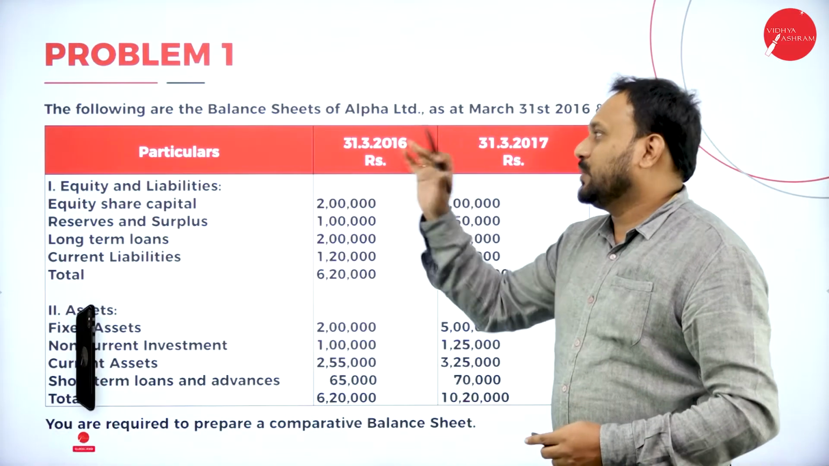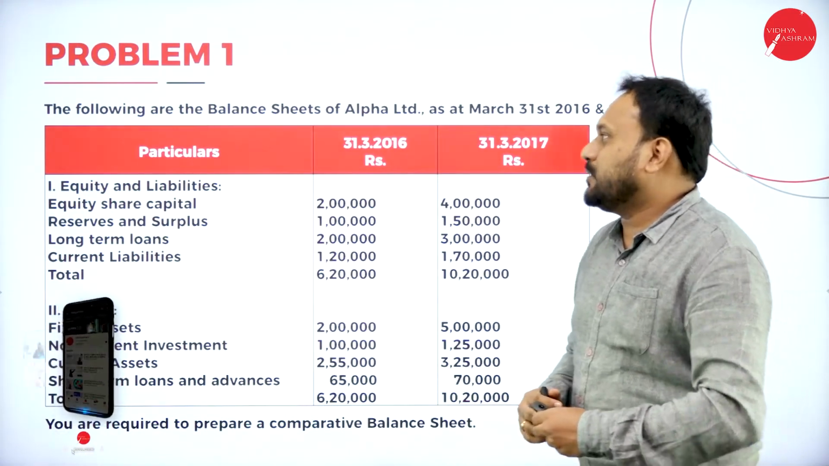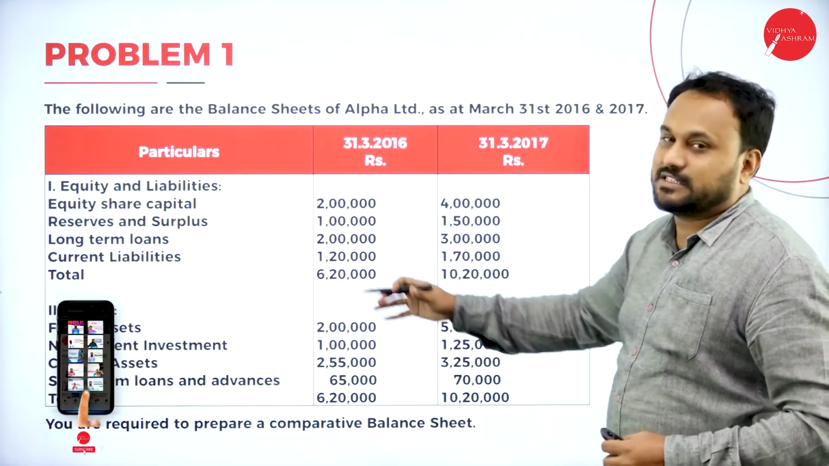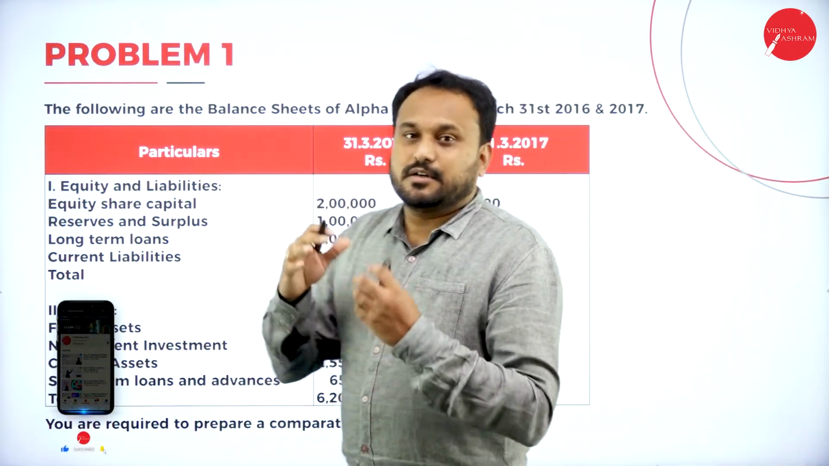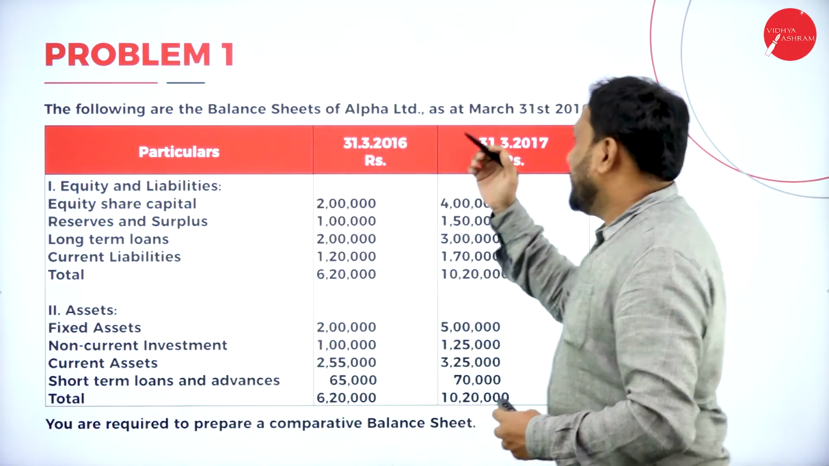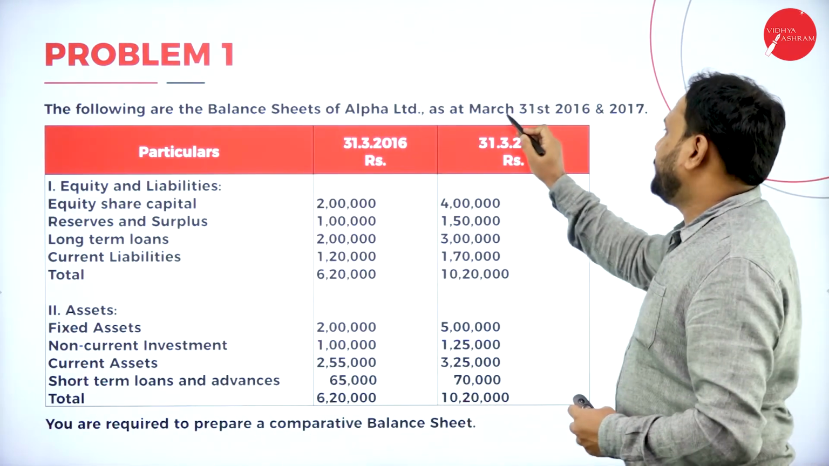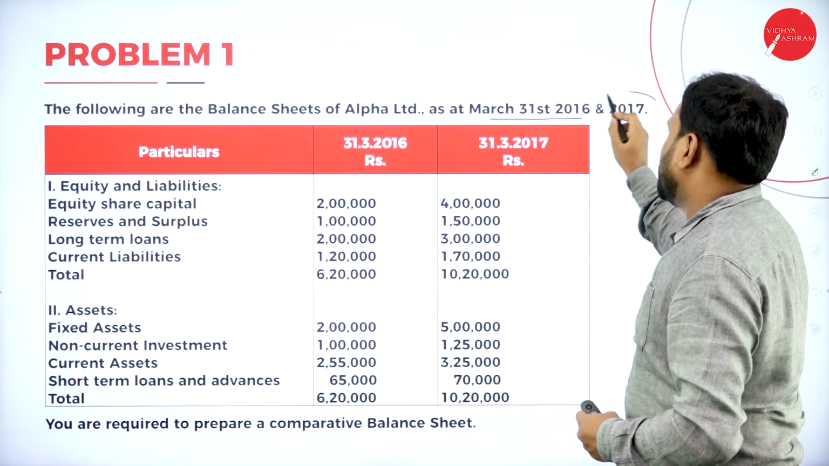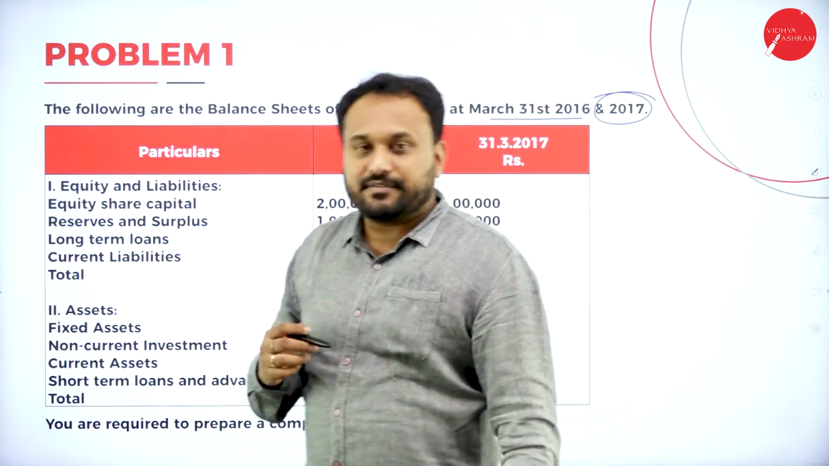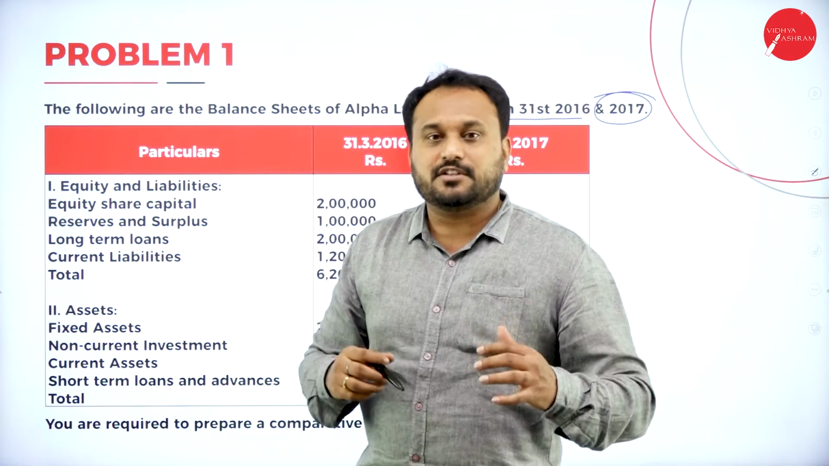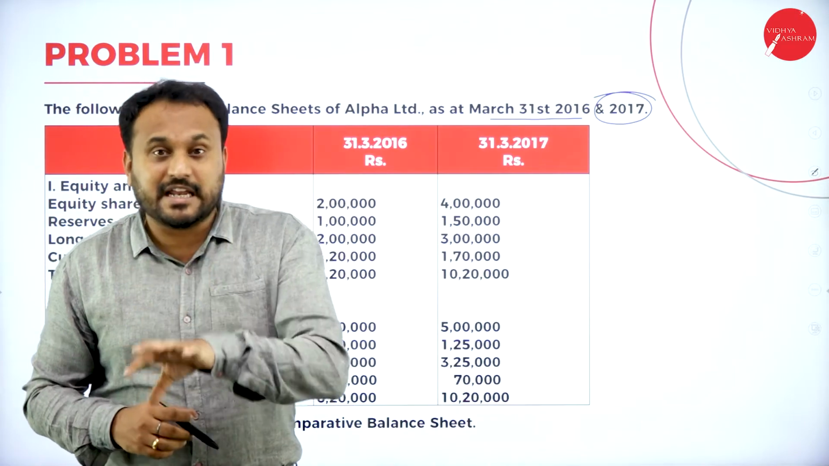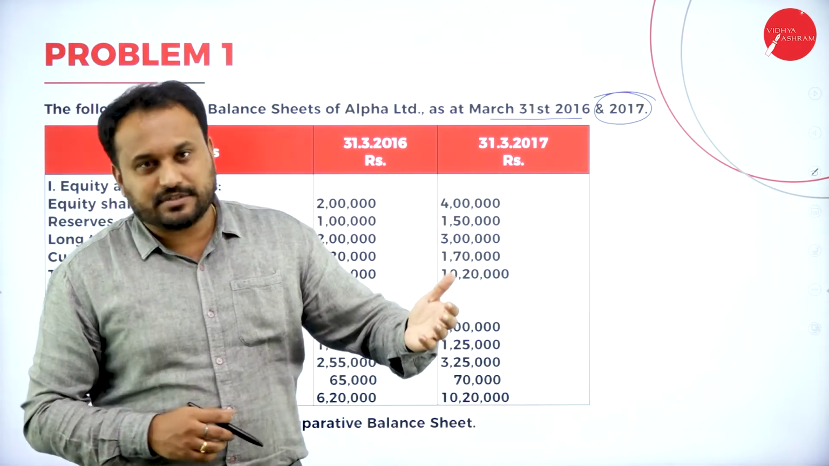The problem number 1. In problem number 1, we have the following balance sheet of Alpha Limited. That means they have given us the balance sheet of Alpha Limited as at March 31st, 2016 and 2017. That means they have given 2 years' balance sheets, one is 16, another is 17. So which is the oldest here? 2016 is the oldest. Then we go with 2017.